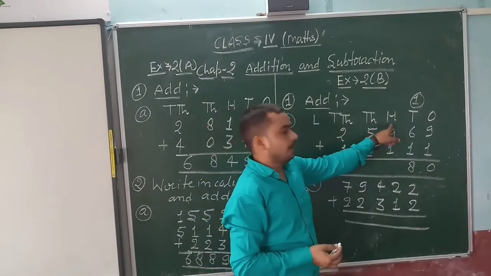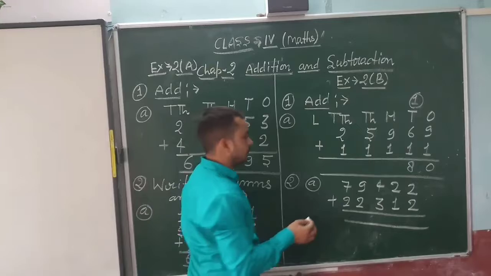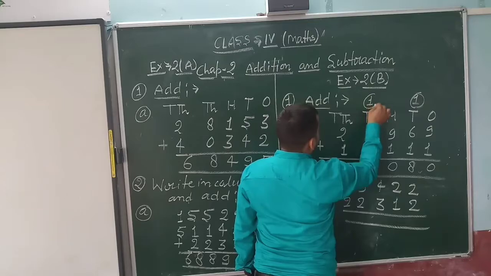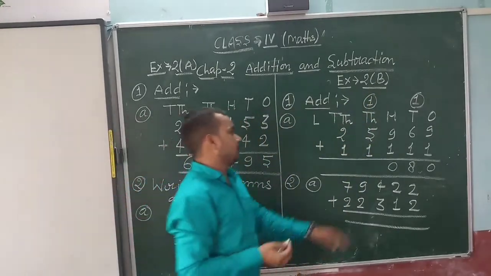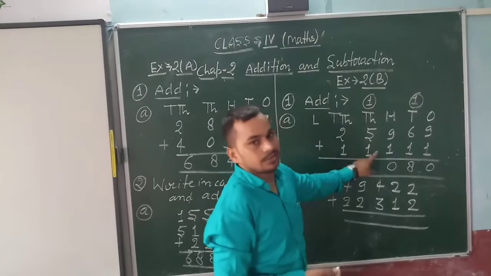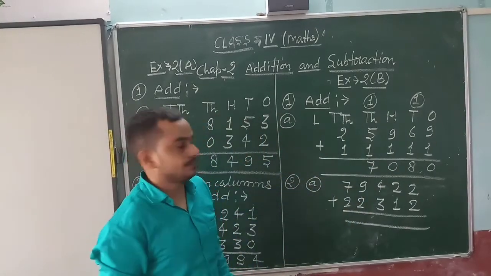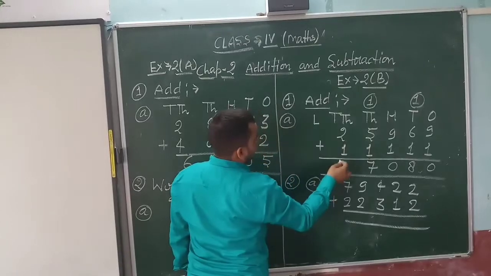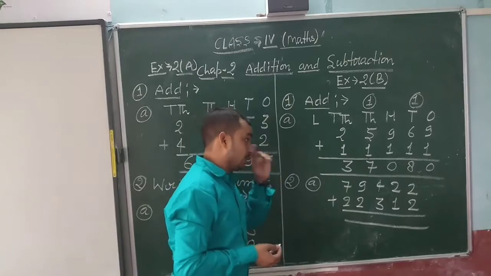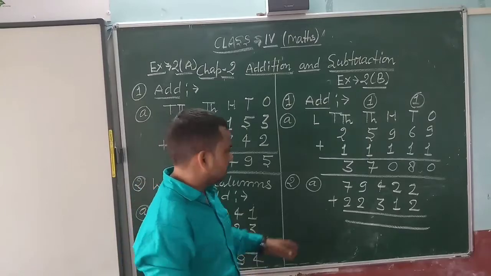Then hundreds place, we have 9 and 1. So 9 plus 1, 10, write 0, and carry out 1. Then add thousand place, so 5 plus 1, 6, and 6 plus 1, 7. Now 10,000 place, 2 and 1, 2 plus 1, 3. So we have 37,080 as the sum.